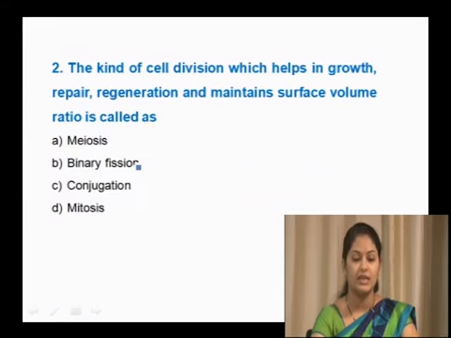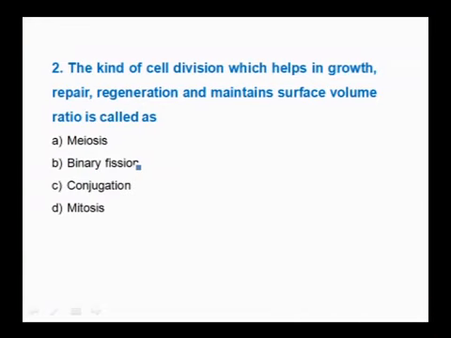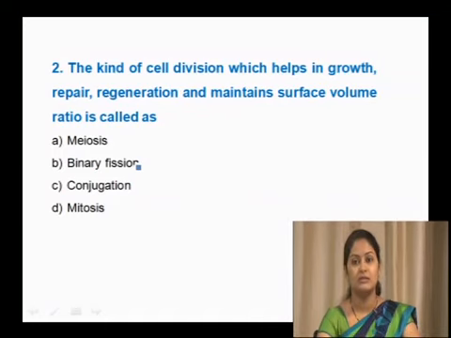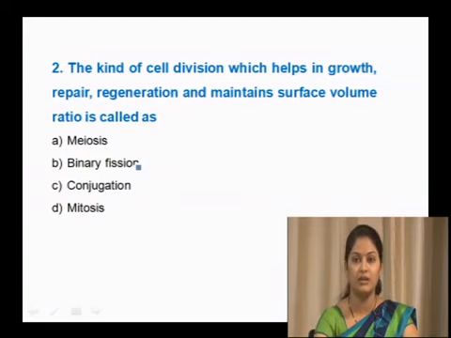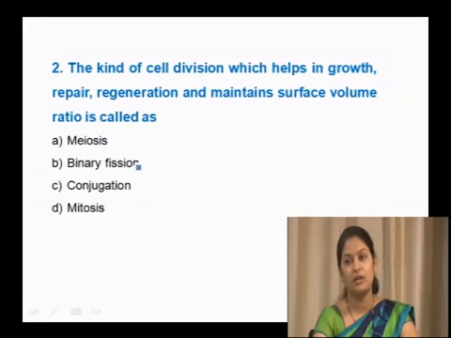Second question: the kind of cell division which helps in growth, repair, regeneration and maintains the surface volume ratio is called as meiosis, binary fission, conjugation or mitosis. So, there are 4 options. The question reads like this: this kind of cell division should help in the process of growth and repair, regeneration of the lost or damaged cells, and it should also help in maintenance of surface volume ratio.